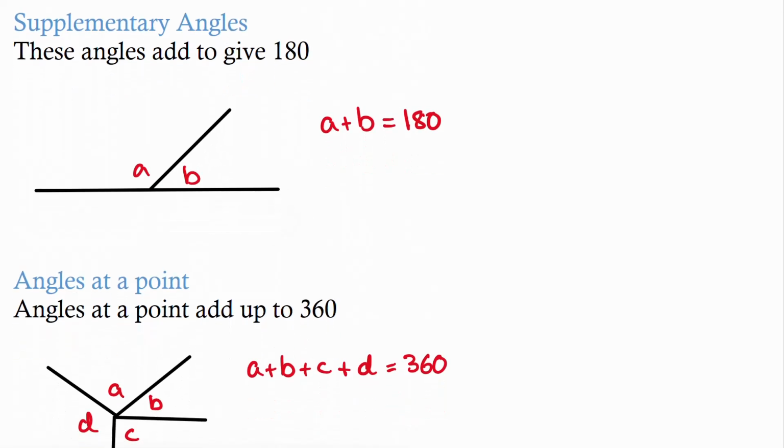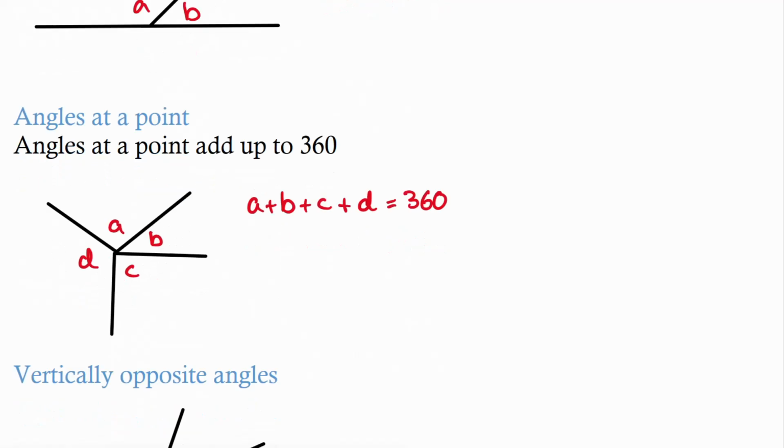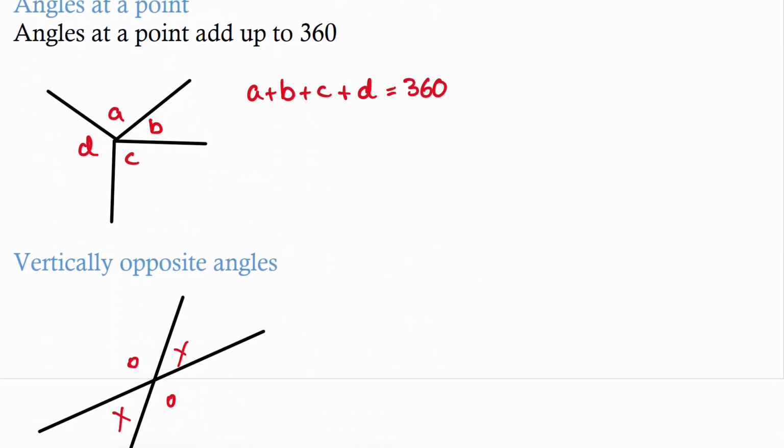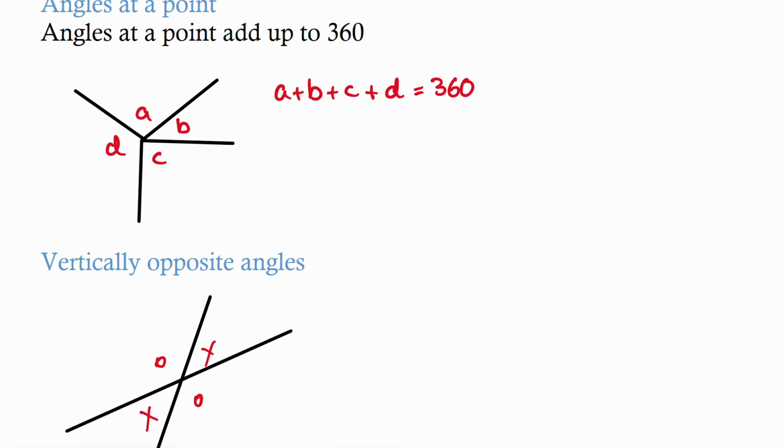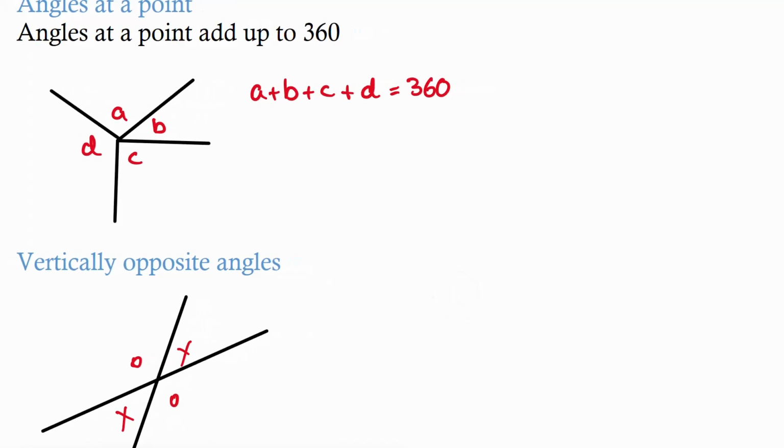So supplementary angles are now where we have angles that add up to 180 degrees. So it's the same kind of thing. If you're given 2 angles, you would subtract one from 180 to find out what the other is. The next type of angle we have is angles at a point. So all these angles here add up to 360. So when you have all of them joining together like that, they need to add up to 360. And you can use that to find unknowns as well.